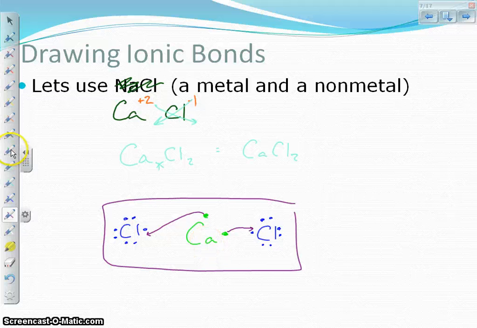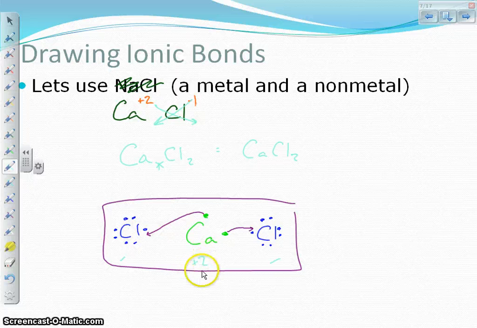Okay? And when we get all said and done with that, this is going to be a negatively charged chlorine, this is going to be a negatively charged chlorine, and this calcium will turn into a +2 charge because it lost 2 electrons in the process. Alright? So hopefully the drawings make sense.